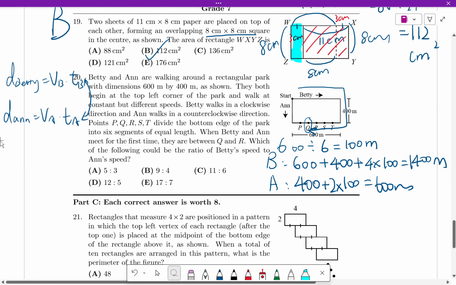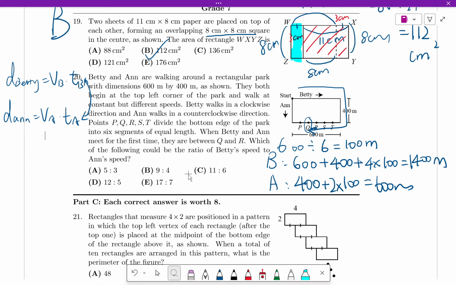So now we can come back. If they met the first time at point Q, the ratio of their speeds would be the ratio of their distances, 1400 to 600, which is essentially 14 over 6, 14 to 6, or 7 to 3.